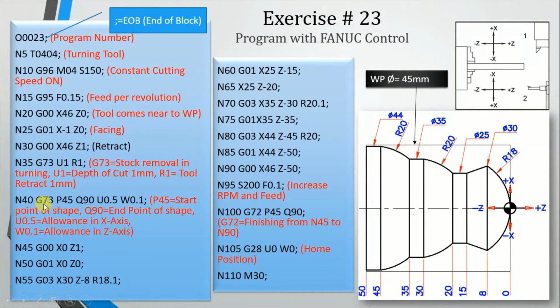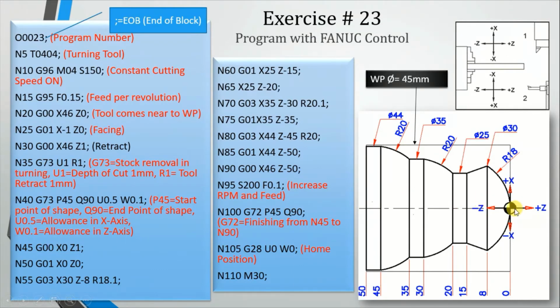So let me repeat again. G73 stock removal in turning, P45 is our first point, the starting point of our shape, Q90 is the end point of the shape, U0.5 is the allowance in the x-axis, W0.1 is the allowance in the z-axis. Once we define these parameters with the G73, in the next block we say G00 X0 Z1.